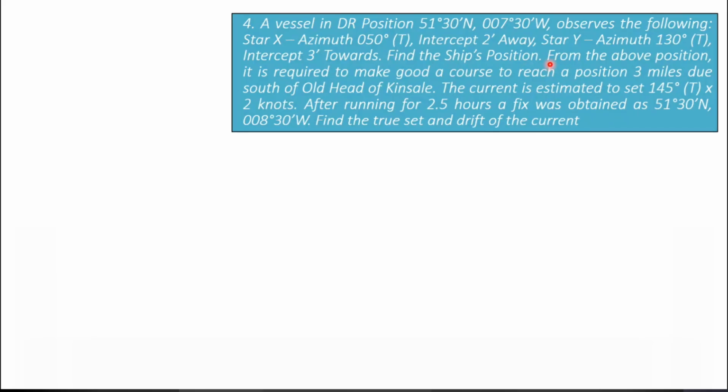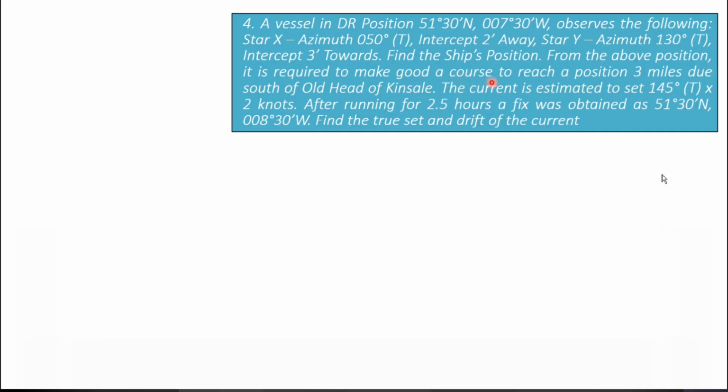So basically we have the DR position and they have given us 2 celestial observations here. This is enough for us to find out our position, the observed position of the ship. Everybody remembers, beta, how we plotted the intercept PL, the celestial PL? Everybody remembers? Yes, sir. Okay, very good. So we will use that here. That is the first thing which needs to be done: find the ship's position.